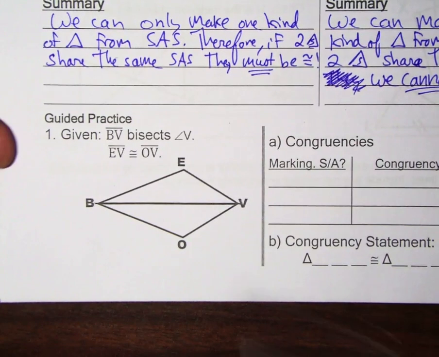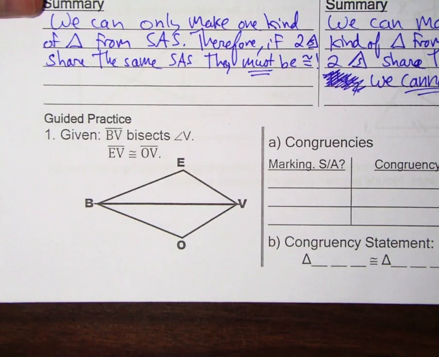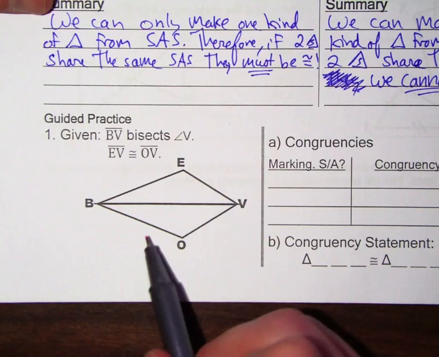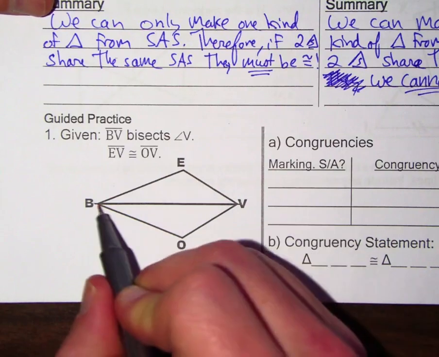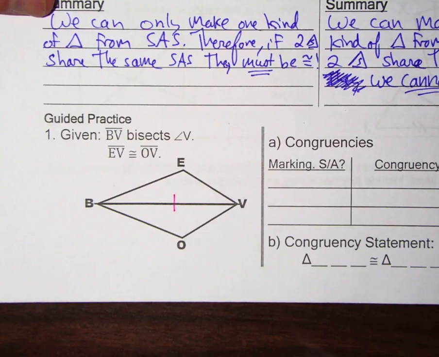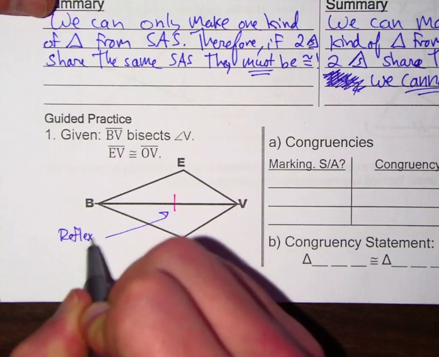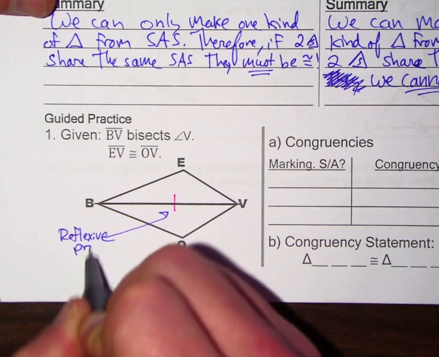Take a look at the diagram. I don't have any markings on it. What's my minimal number I need? 3. So let's start looking around. Well, if I look just at the diagram by itself, I know that segment BV here is in both triangles. In other words, it's congruent to itself. The reason? The reflexive property.